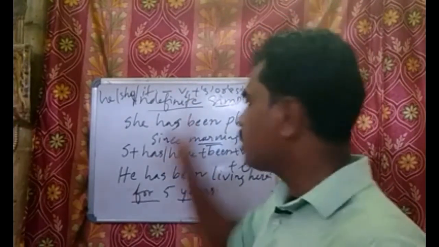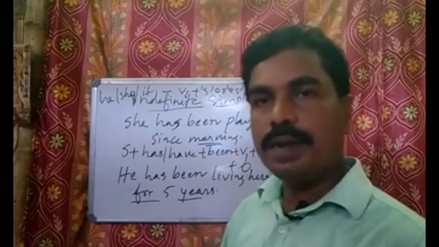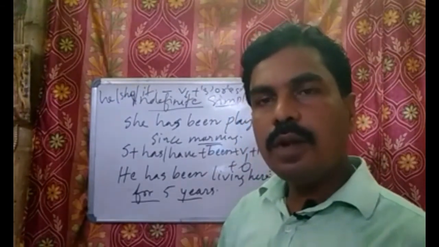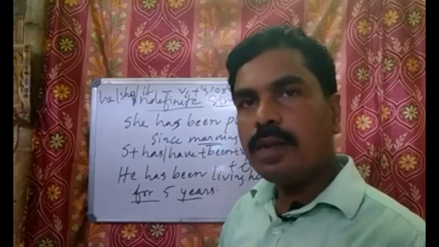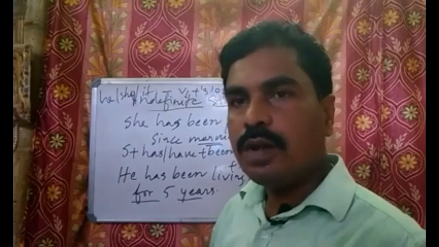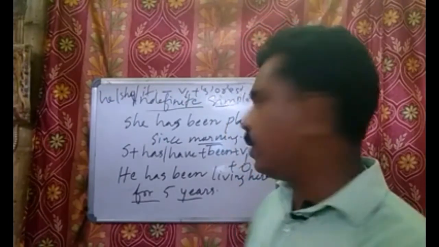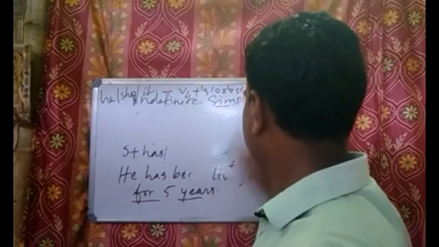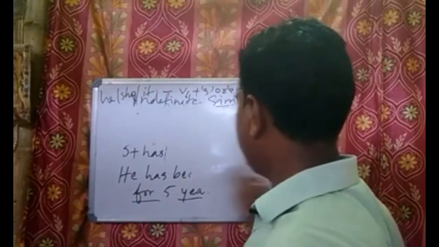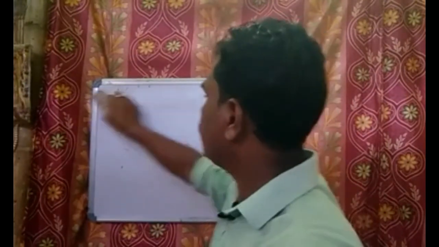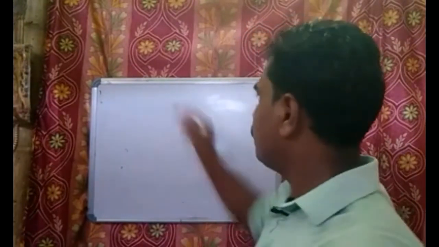So we have discussed all the 4 forms of present tense: present indefinite or simple present, present continuous, present perfect, and present perfect continuous. Now I'll talk about the past tense. Past tense also, the forms are same: indefinite, continuous, perfect, and perfect continuous forms in the past tense. So past tense.